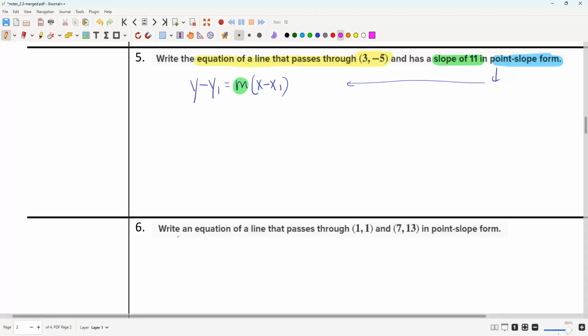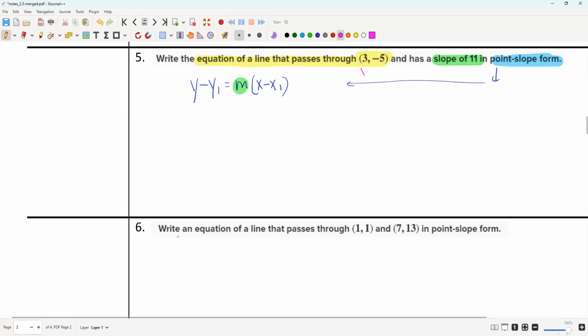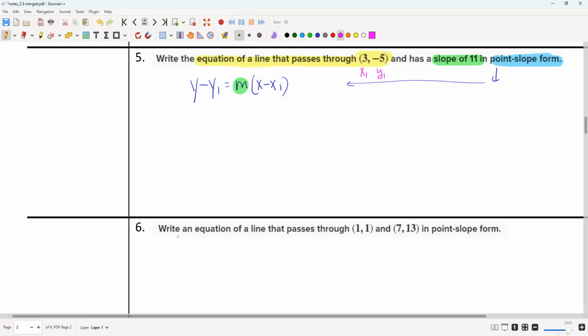So since they give us this point right here, 3, -5, we will treat this as our x1 and our y1 there. So all we're going to do here is identify those pieces of information and then substitute them into our form here. So we would say y minus, now y1 is -5, so we put -5 here. The m value is 11, so put 11 there. And then x minus, keep the x and y as it is, and then x1 is 3. So we'll write it like that.